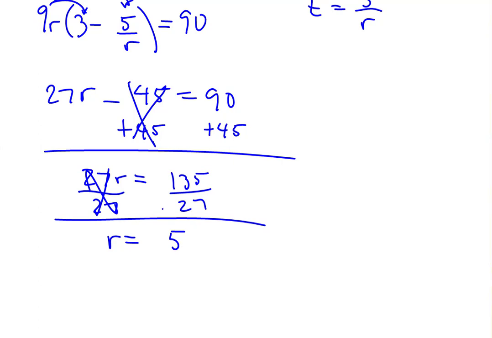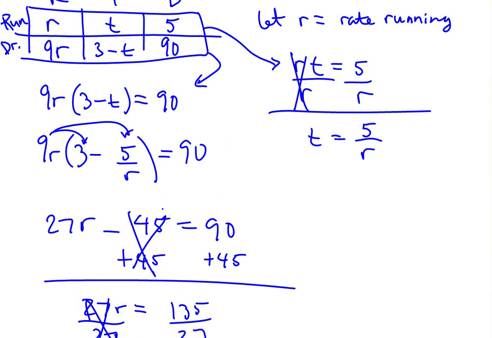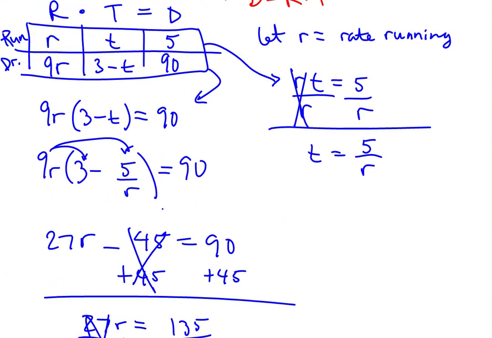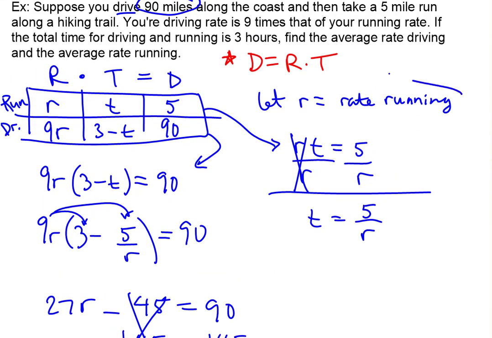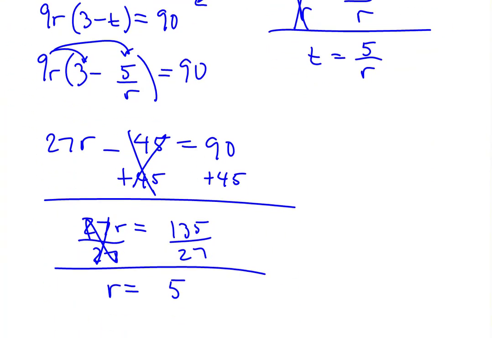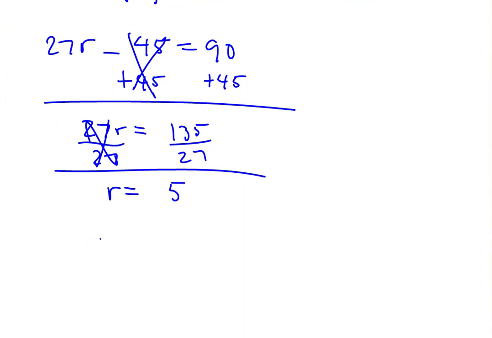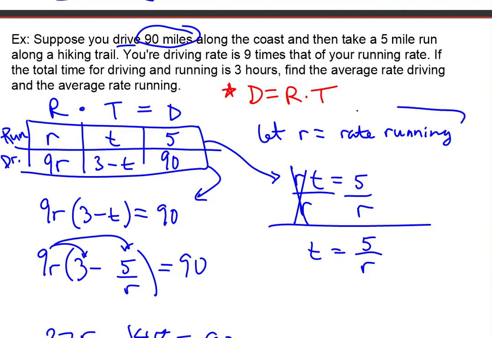Okay, so now let's keep in mind what we're doing, where we started, what our goal is. We've solved for lowercase r. Remember that that represents the running rate as we defined initially, and it's showing up, of course, in our table to represent the running rate, but also involved with the driving rate. And that's useful because the whole point of this problem is to find the average rate driving and the average rate running. So we could say, given that lowercase r is 5, the running rate would be then 5 miles per hour. That's just directly using the value of r, which we let be the running rate.